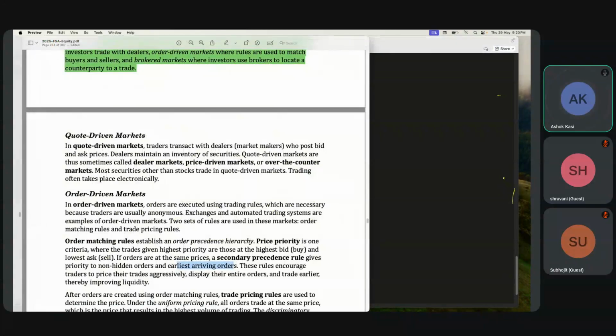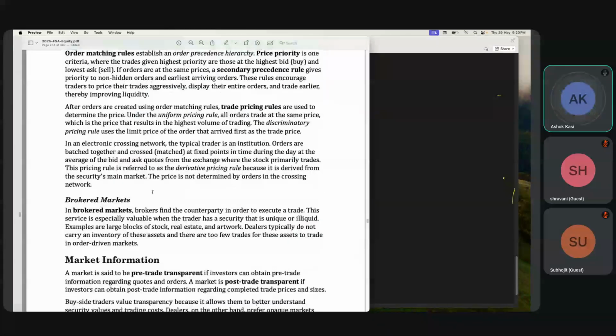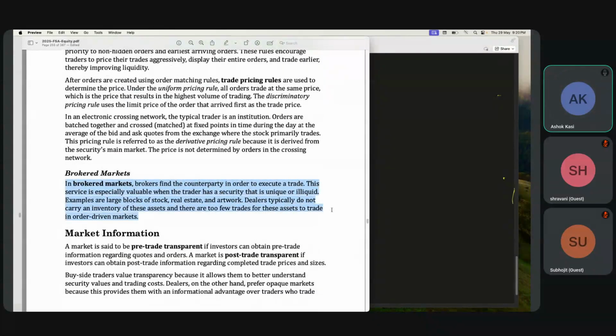Third one is brokered market. So broker to broker, like real estate. Real estate is a brokered market, right? Brokers only know each other. Similarly, for all illiquid securities, brokered market takes place. So security that is unique and illiquid. When the trader has a security that is unique or illiquid. Examples are large blocks of stock, real estate, artwork.